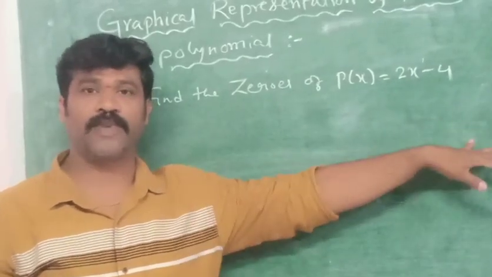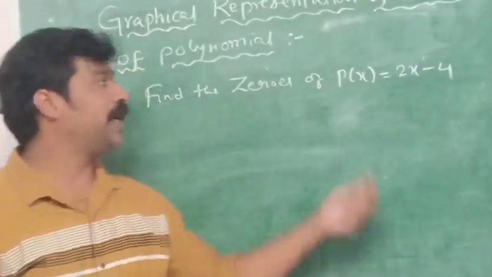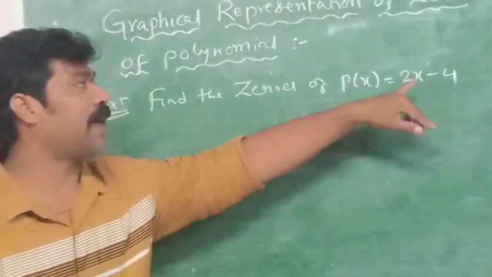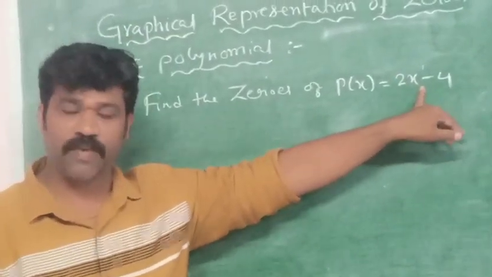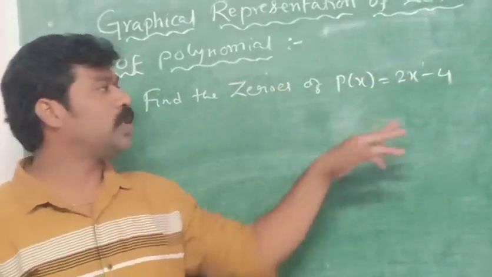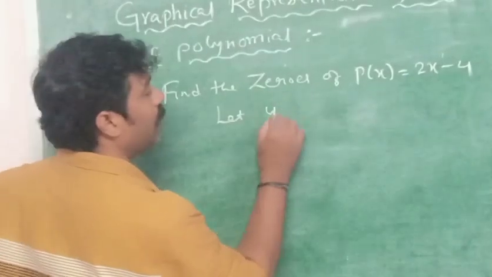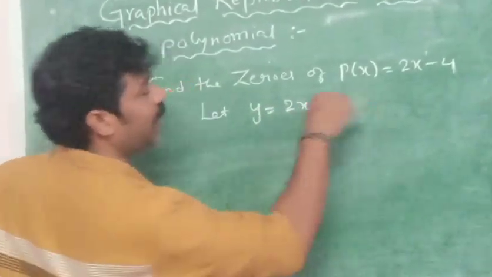To draw the graph, first of all we have to know the x and y coordinates. But here only the variable x is there, and we don't know the x values. So first we have to find x and y values. For that, we first equate the polynomial to some y. So let y = 2x - 4.